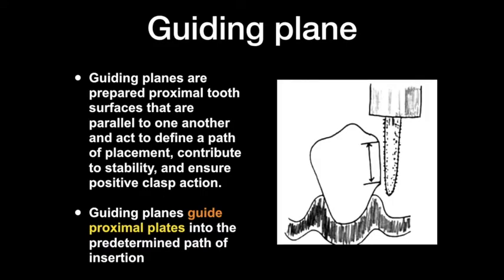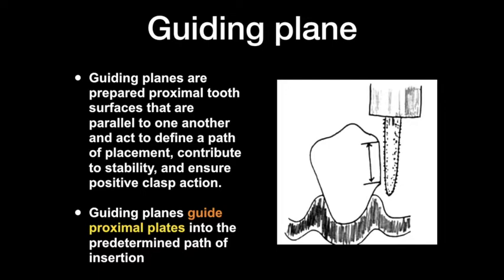Here we will talk about another term you hear for the first time in removable partial dentures, the guiding plane. What does a guiding plane mean? The guiding plane is the prepared proximal tooth surfaces which are parallel to one another, and their function is to define a path of placement, to contribute to stability, and to be sure the clasp action can be active. In simple terms, think about why we call it a guiding plane. It's a plane used to guide something. And why do we need this? Because this plane helps the patient guide the placement of the removable partial denture into the mouth.